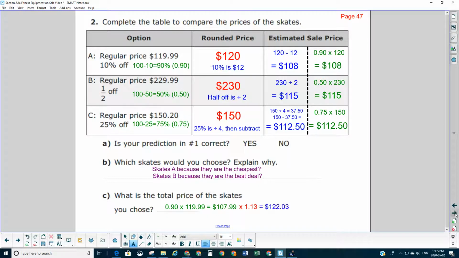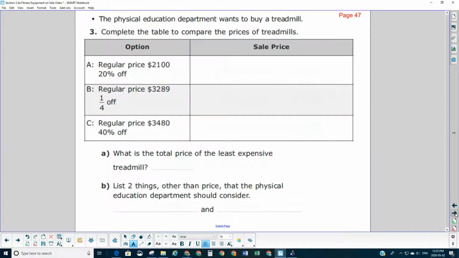Let's move down to the bottom of page 47 in question 3. So the phys ed department wants to buy a treadmill. They have 3 different prices, and they're going to compare all of these. Now, if you look at these numbers, they're much bigger numbers, and they're not quite as friendly.